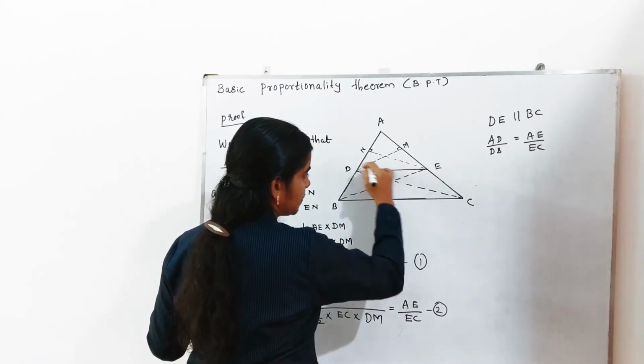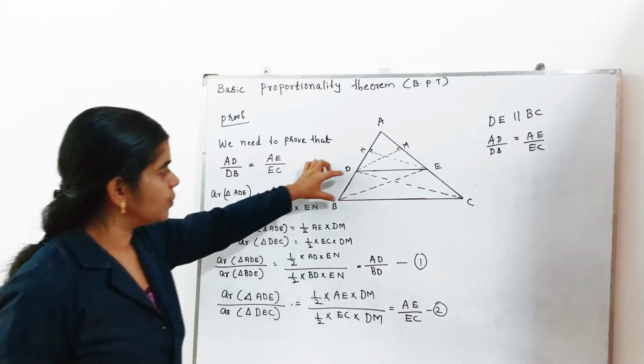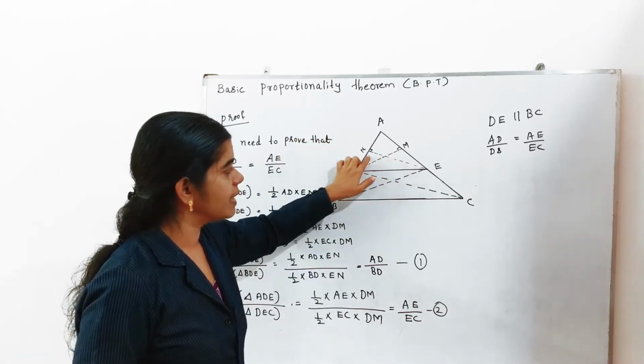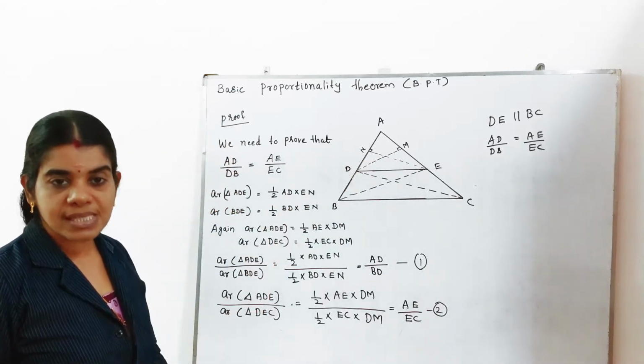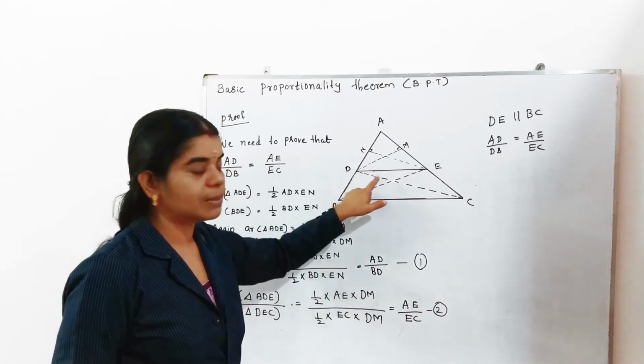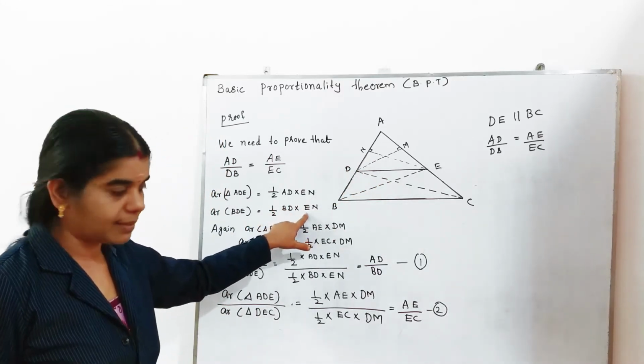Here we have drawn two lines, BD and DE. Area of triangle BDE is equal to half into BD. The same height of this triangle will be EN, because it is the perpendicular we have drawn here. This is the same as the height for the triangle BDE. So half into BD into EN.